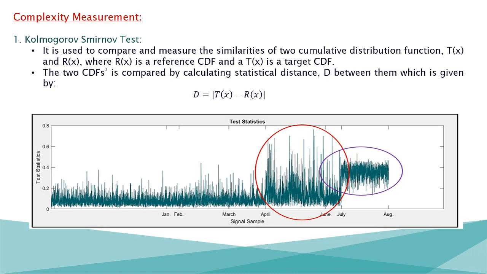Now coming to the complexity measurement category, we used the Kolmogorov-Smirnov test. It is used to compare and measure the similarities of two cumulative distribution functions Tx and Rx, where Rx is the reference CDF and Tx is the target CDF. Rx is set as any one data which represented the healthy working condition of the bridge. The two CDFs are compared by calculating the statistical distance, which is taken as the feature here.